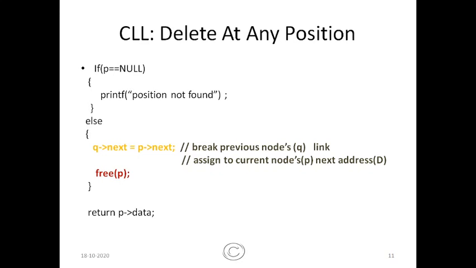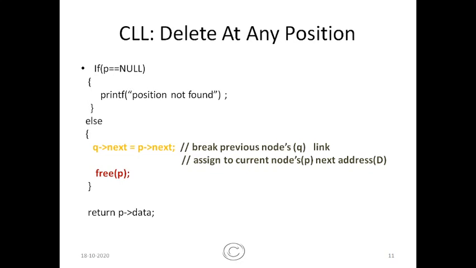So what is D? Okay, we have not reached D. We are at C now. So how do we go? Simply we can write B next, so C next will be D. So that address is assigned to Q next. So we have broken the previous node's Q link and assigned to it the current node's P next address D.